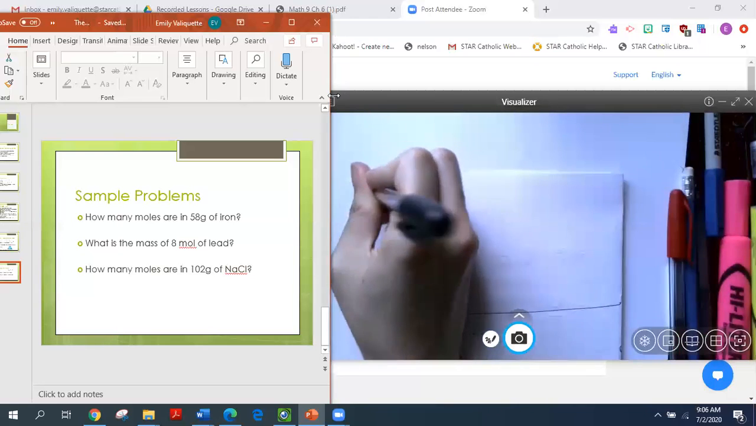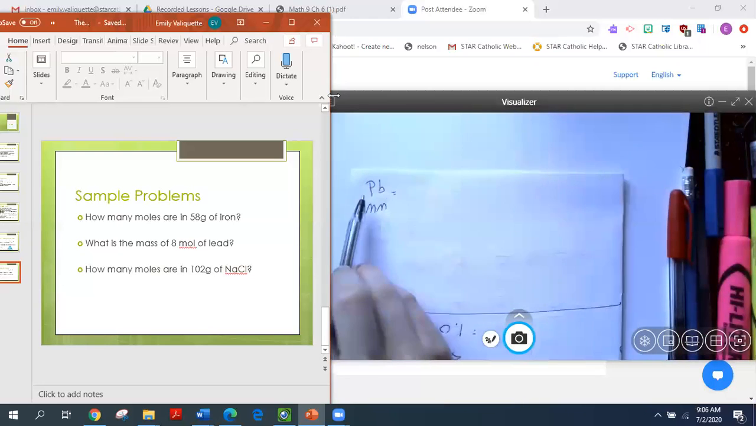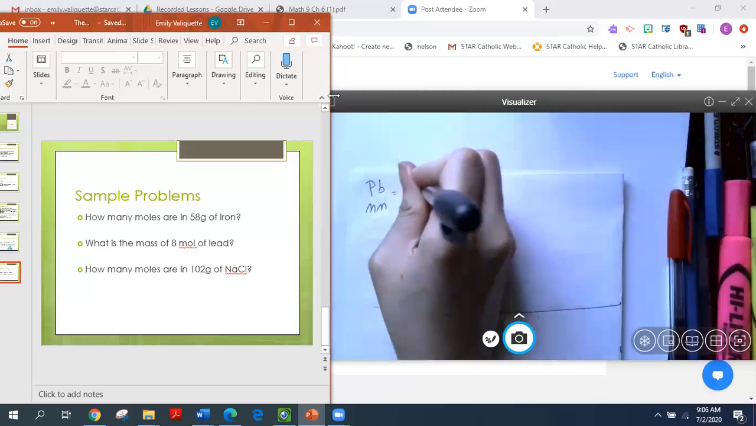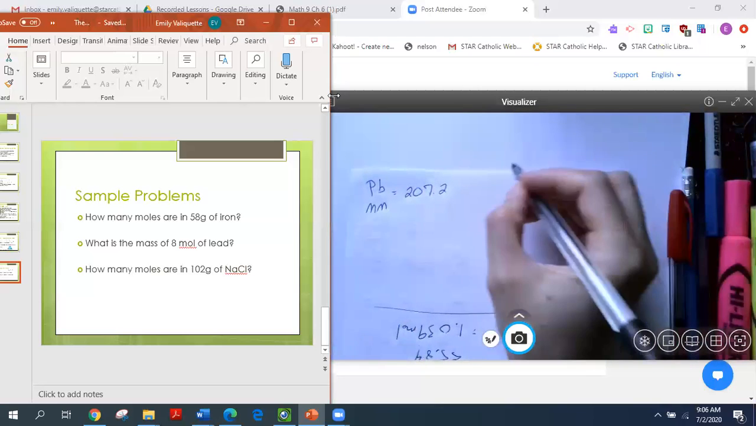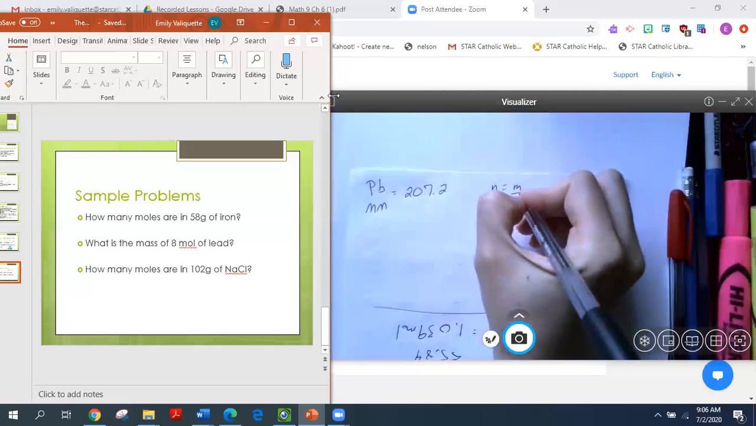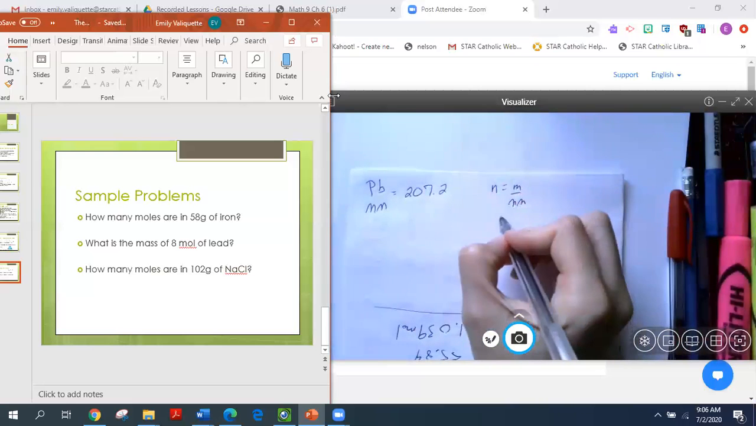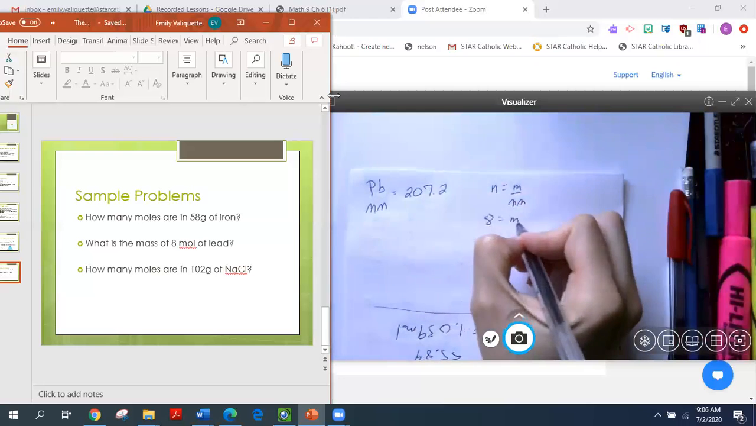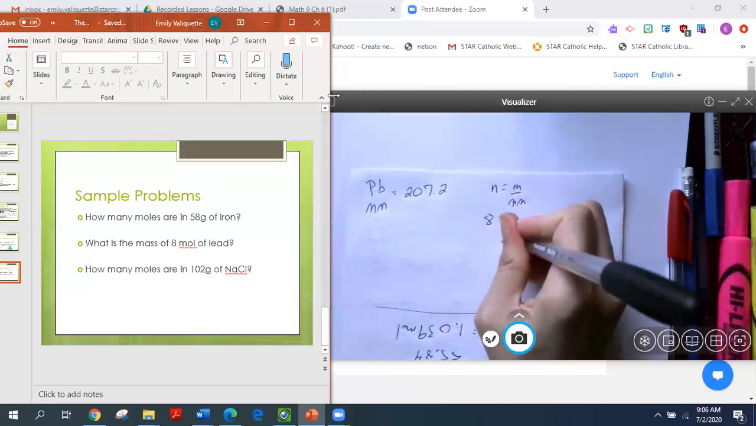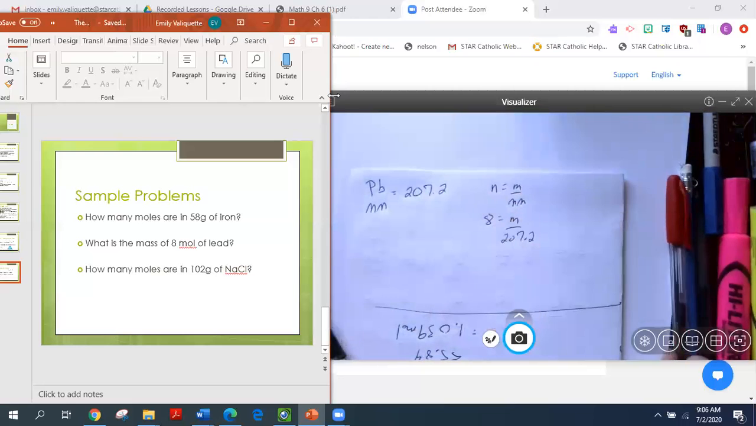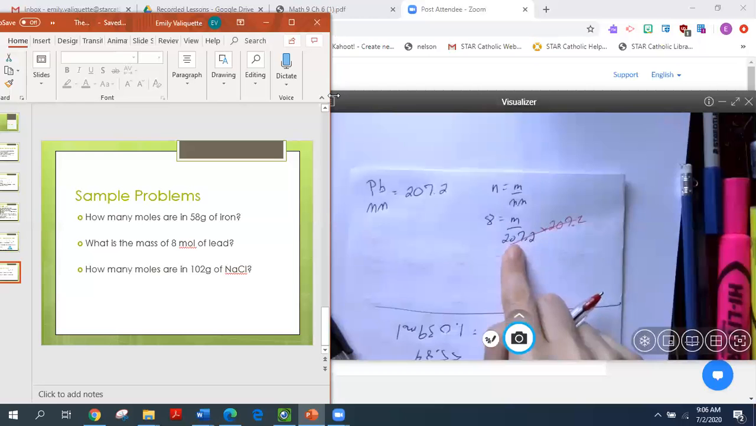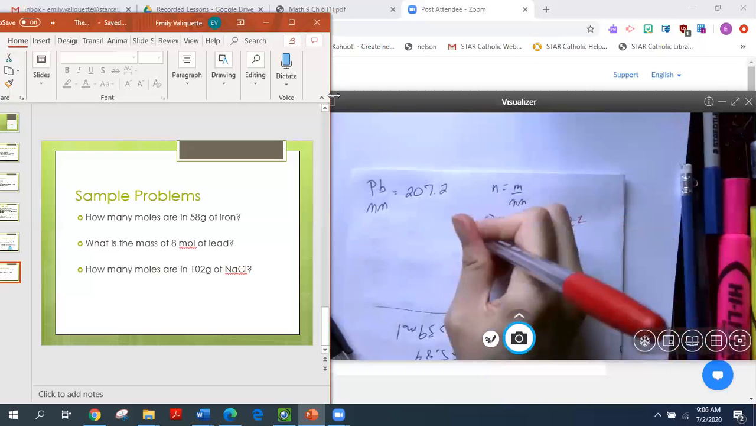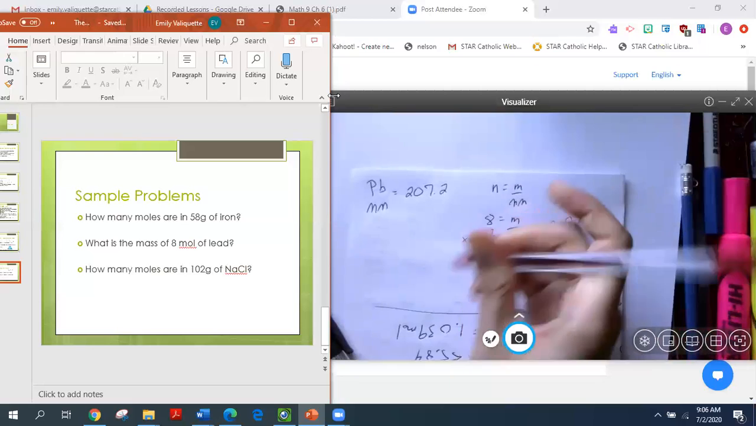Again, we have to start by finding our molar mass of lead, and because this is just a lone element, we just look on the periodic table and get its atomic mass, which is 207.2. Then we do moles equals mass over molar mass. This time we're given the moles and looking for the mass. So we just multiply by whatever's on the bottom of this fraction to cancel it out. What we do to one side, we must do to the other.